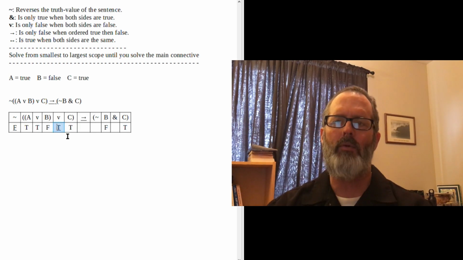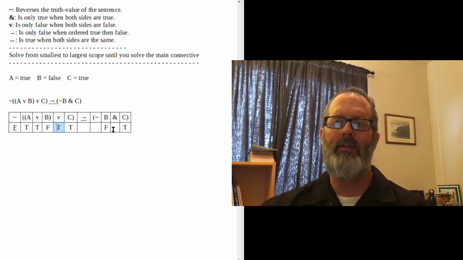I will simply remove that underline so you will see what happened. All of these values are replaced now by the value under the negation. This OR is true, so the negation is false. Now I have to work on the right side.